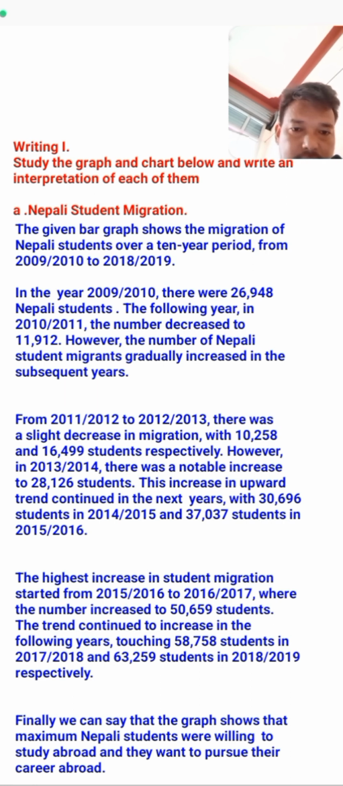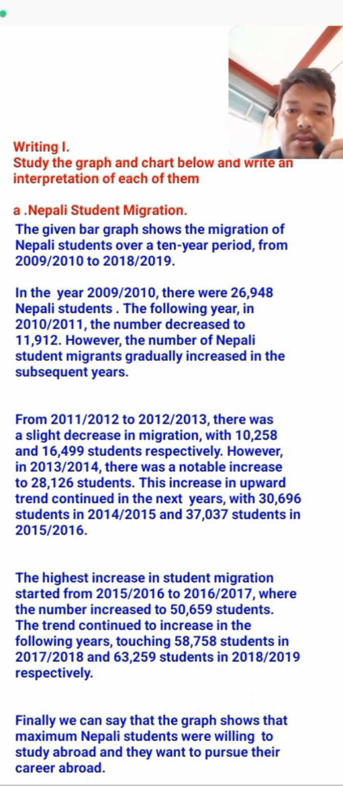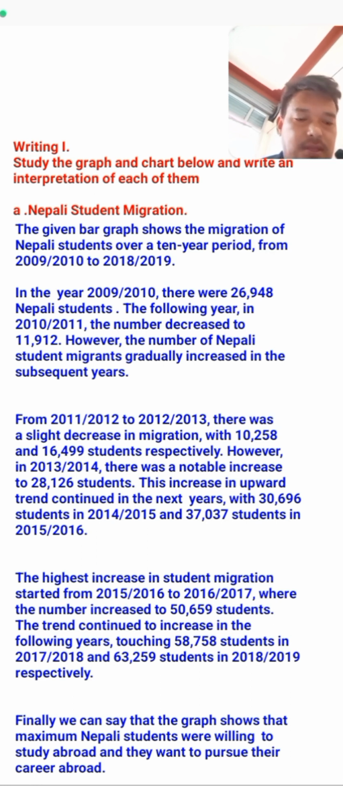How much? 10,258 in 2011, and 16,499 in 2013. However, in 2013 and 14 there was an increase in the number of students, that is 28,126. And then this trend continued in the next year with 30,696 students in 2014 and 15, and 37,037 students in 2015 and 16.